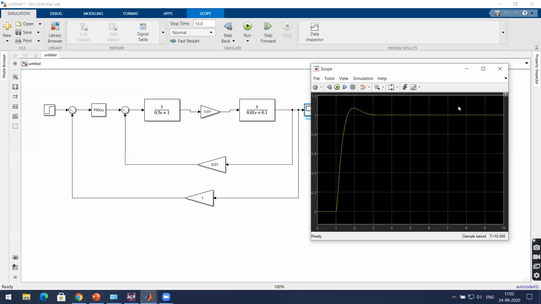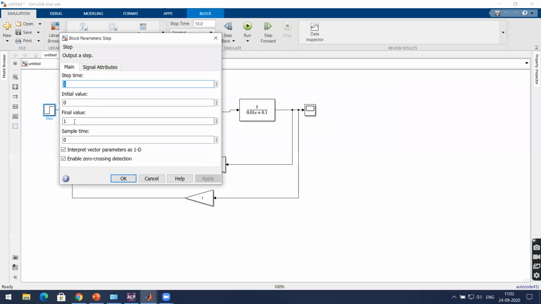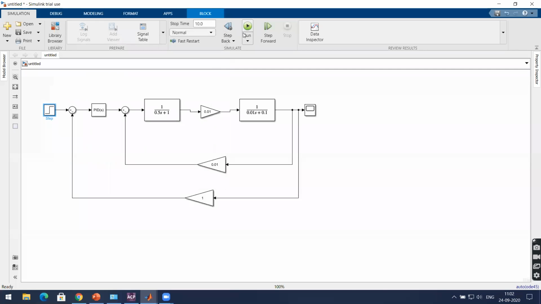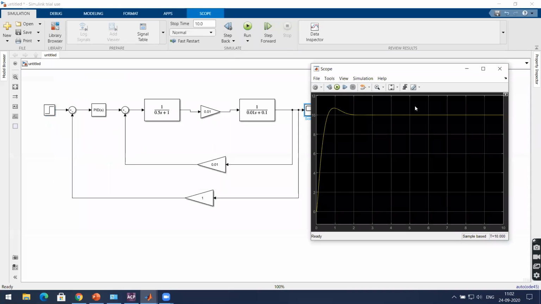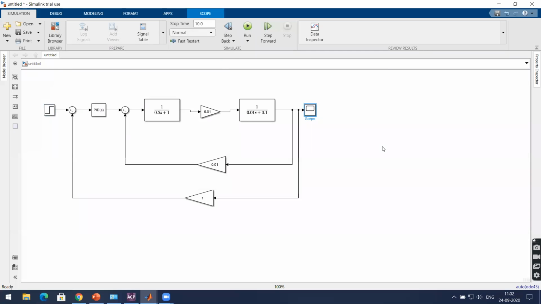So what was the desired output? It was 1. I'll change the step time to 0 itself. Final value, I'll say I want 10 radians per second. I'll run this. So the output is 10 radians per second. Okay, so any doubts in this?